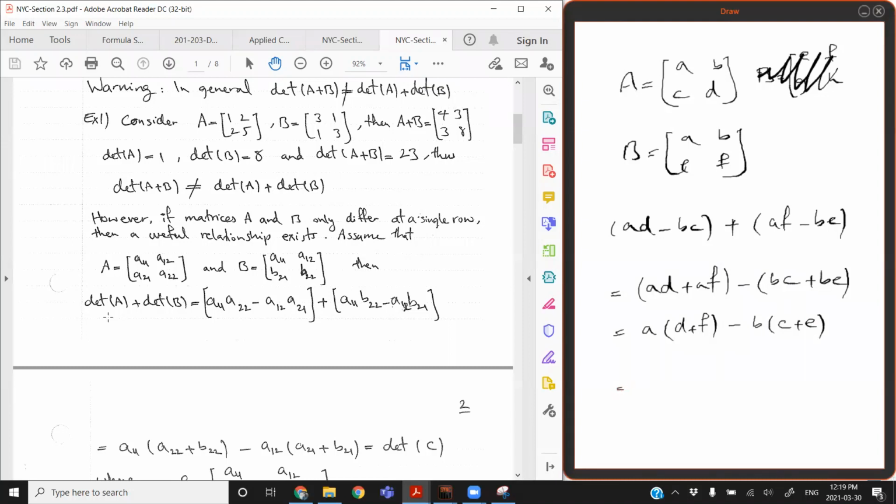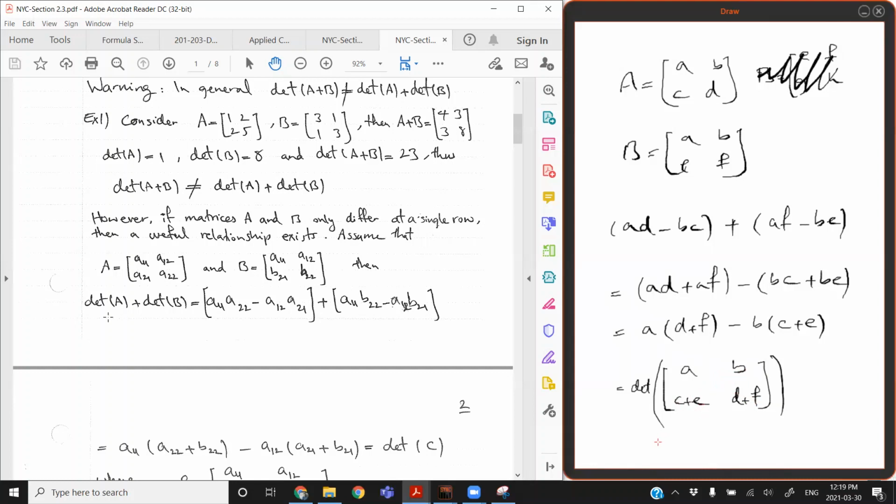And this is the determinant of this matrix here. If I put A here, B here, C plus E, and D plus F. Because the determinant of this matrix is going to be this times this. So A times D plus F minus this times this, B times C plus E.